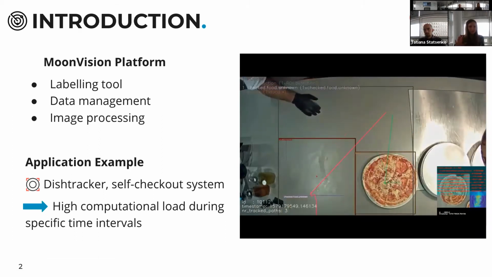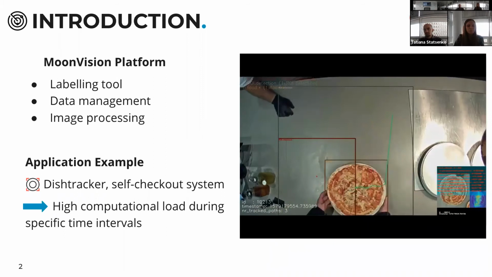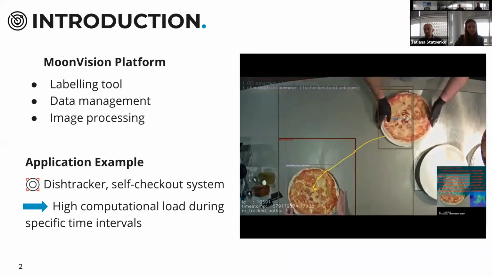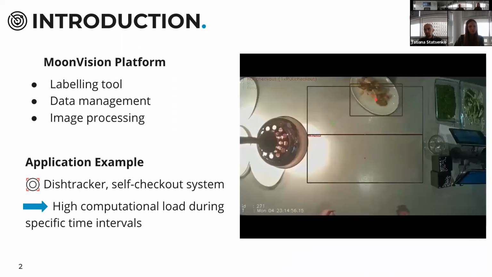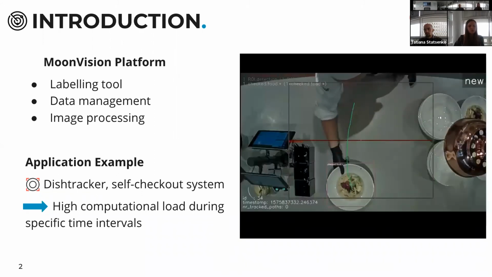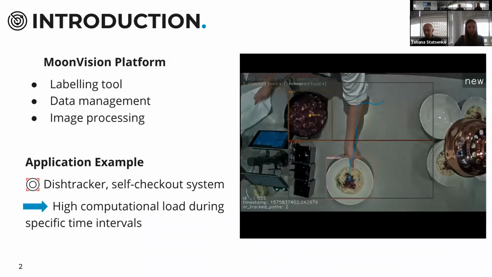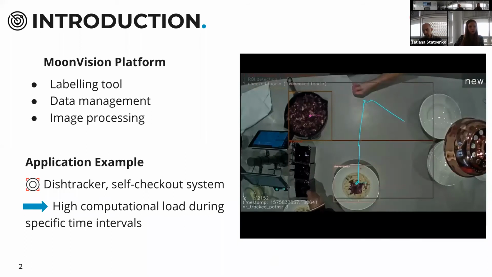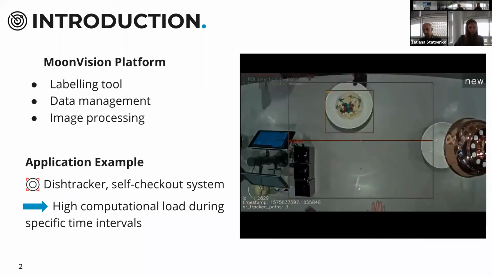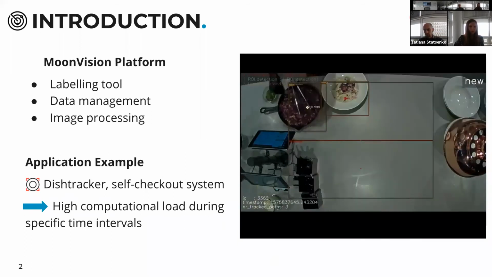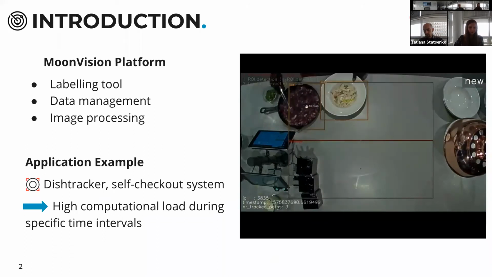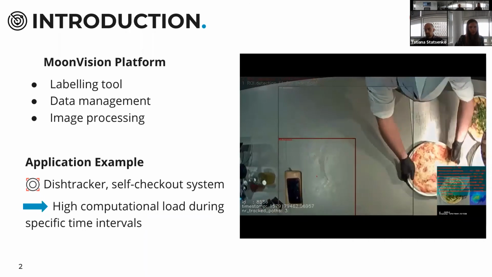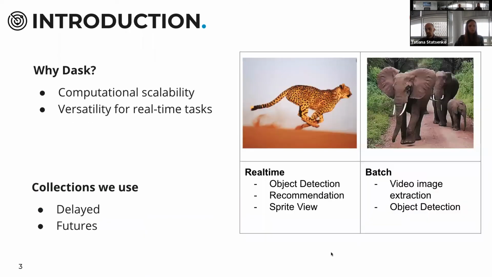As you can see, it works with the food and the checkouts during the canteen hours, which means we would have a very high computational load during specific time intervals, and we want to be able to serve them whenever they're needed. Also, we support the more idle times for our system. And for that, we heavily rely on Dask for its computational scalability and versatility for real-time tasks.